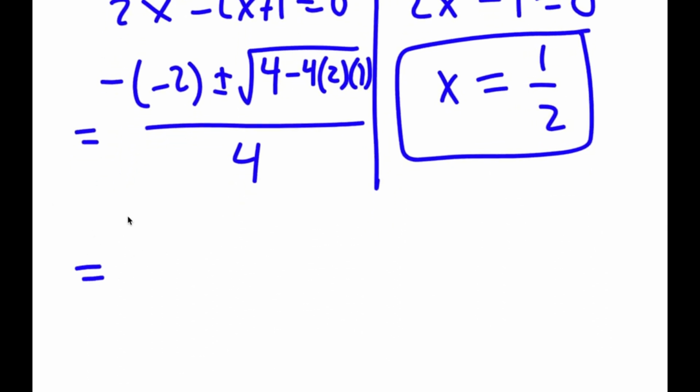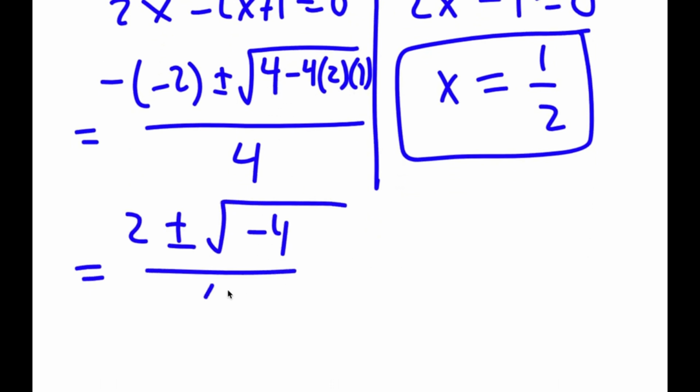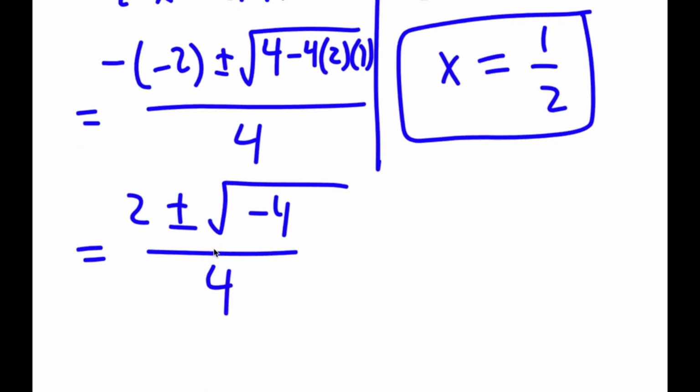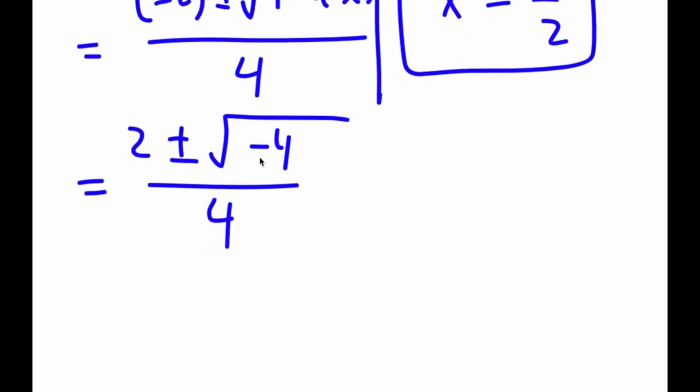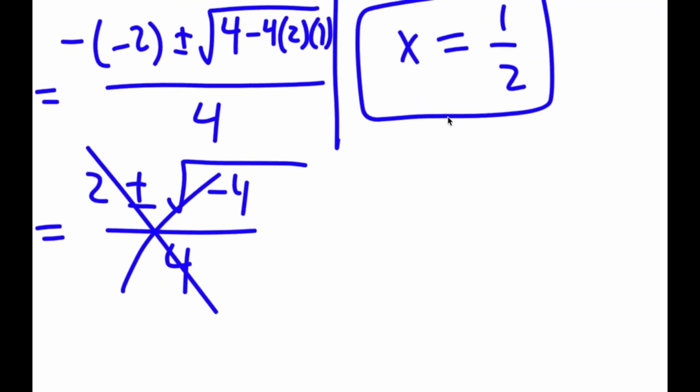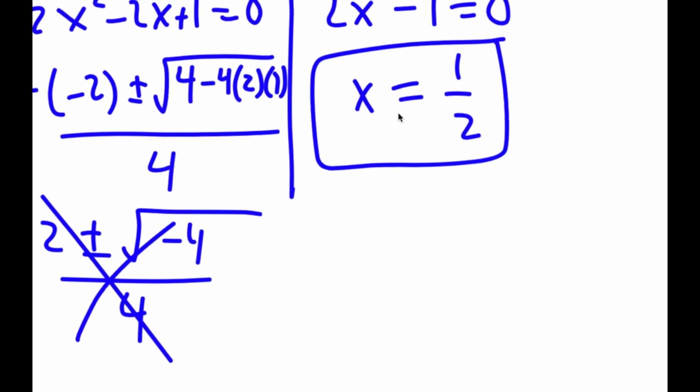And now this is the same thing as positive 2 plus or minus the square root of 4 minus 8, which is negative 4, over 4. And as you can see, we have the square root of a negative number, which we can't do. So my only solution here is x equals 1/2. So x equals 1/2 is my answer.